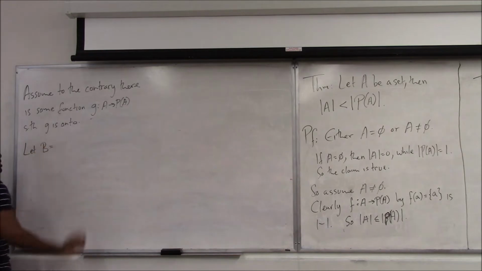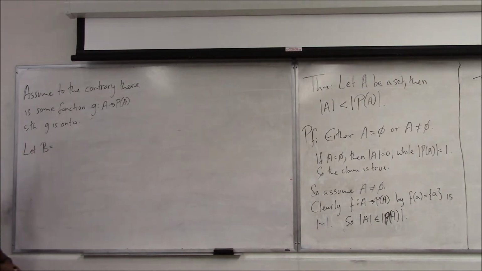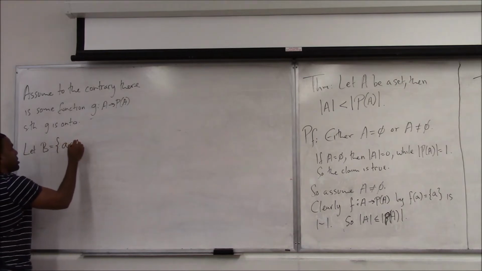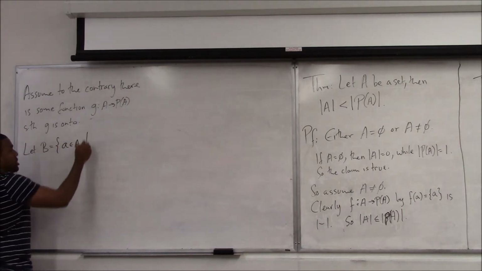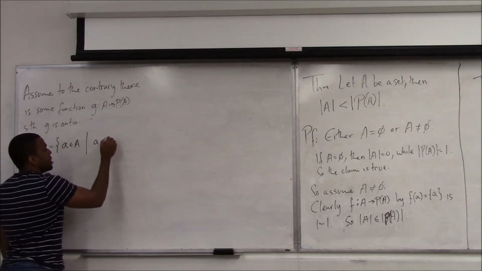So here's where the proof technique comes in, and we've used it before. We're going to create a set to contain a certain number of things that we care about, and we're going to use that set to get our contradiction. We did this when proving that the well-ordering principle implies mathematical induction. So let's define B to be the set of all elements in A, which is our domain set, such that a is not in g of a.